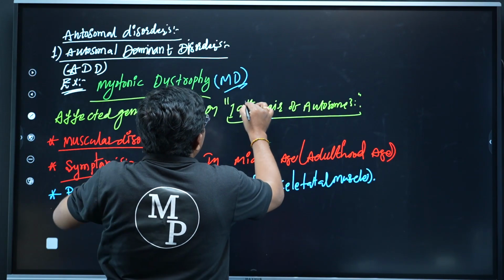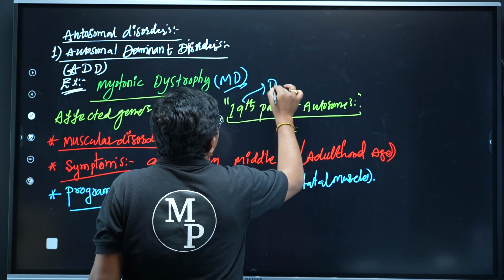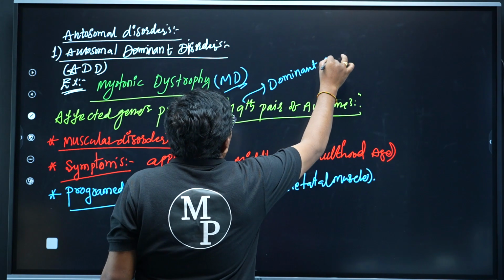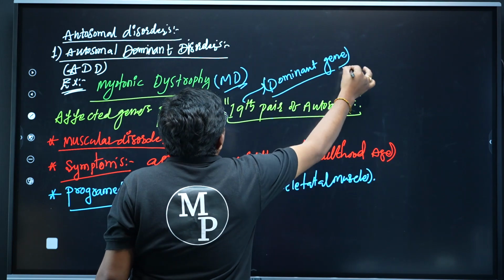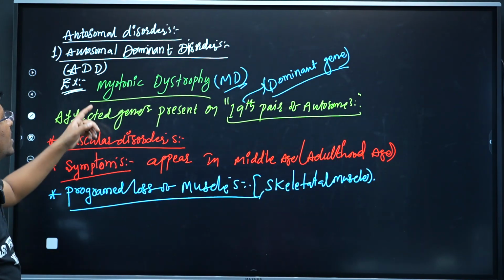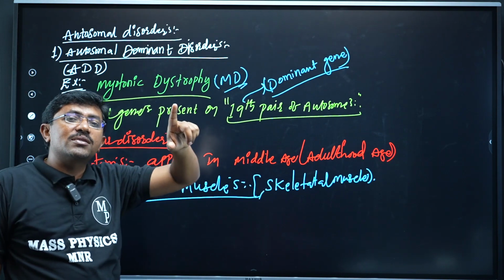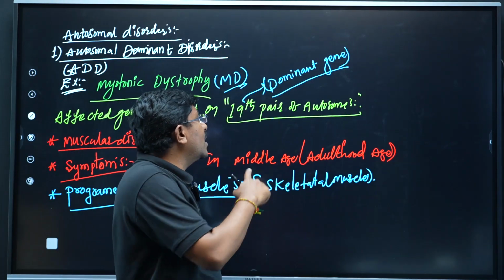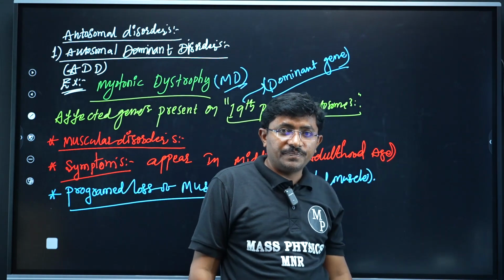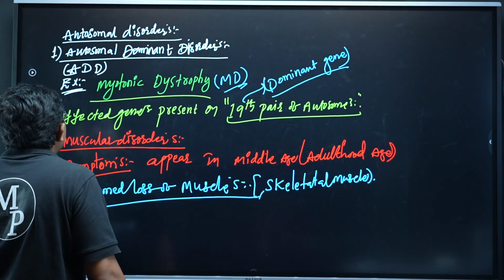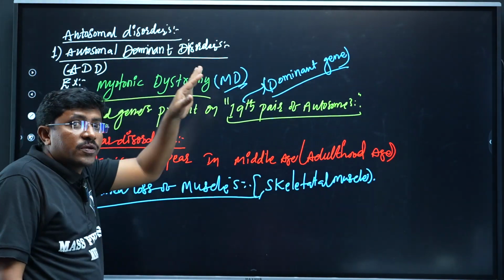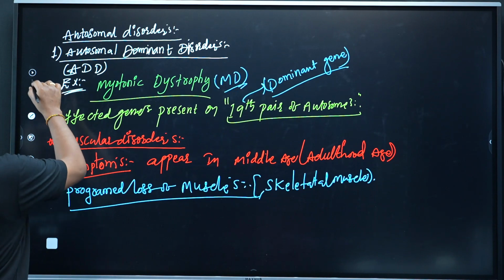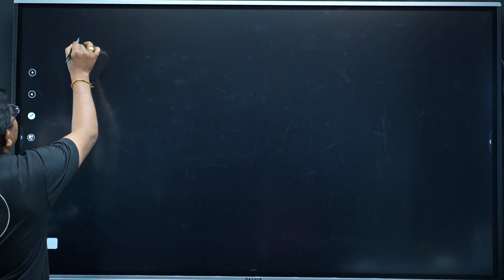What gene is present on the 19th pair of chromosome? The gene is present as a dominant gene. That's why this is the example for autosomal dominant disorder. Only one example is there, that is myotonic dystrophy. Understood? Next we'll go to autosomal recessive disorders.